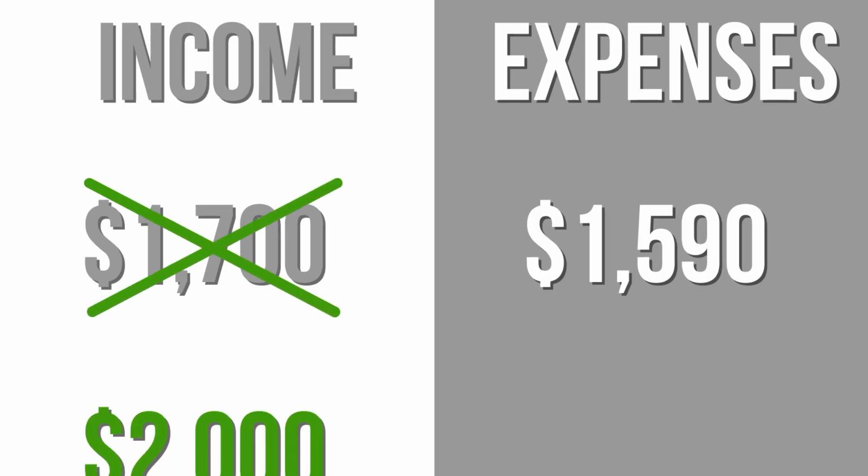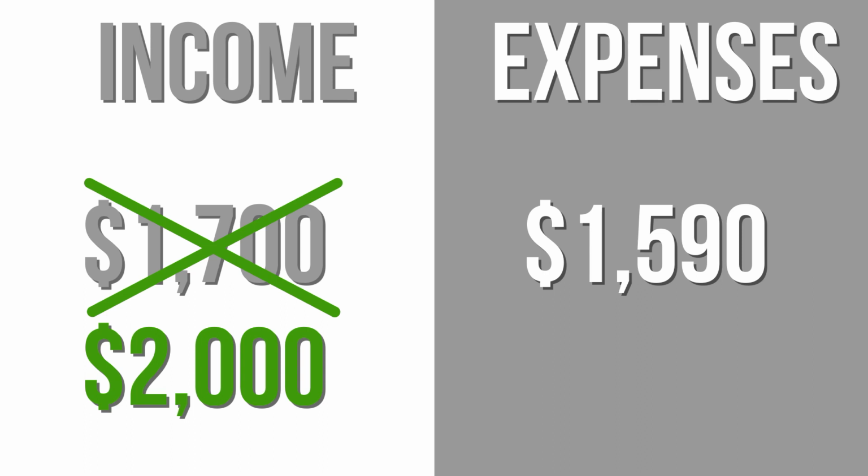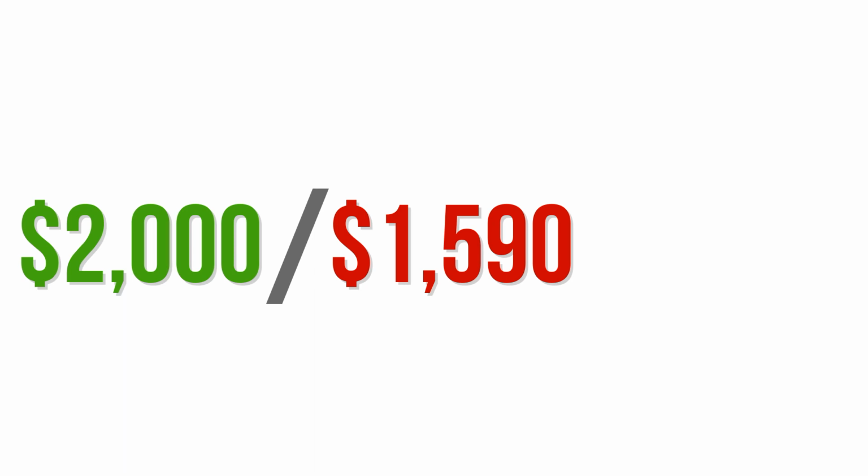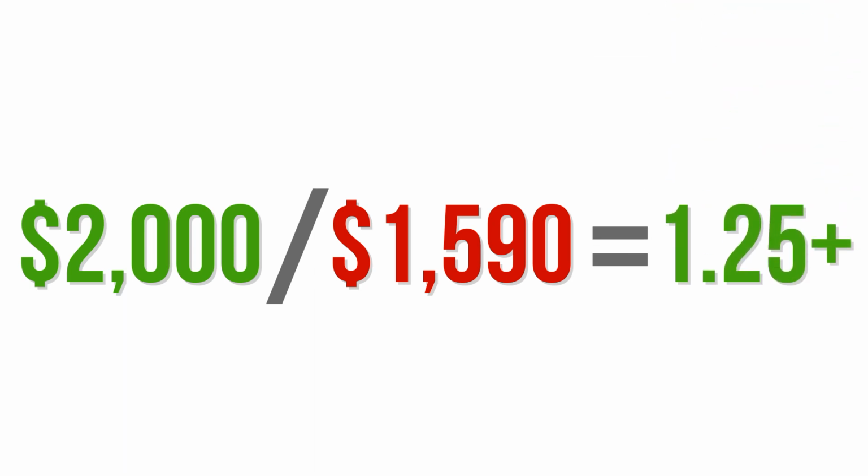Now let's look at it and see what happens if the property brings in $2,000 a month. Remember, our expenses stayed the same, $1,590. So we divide $1,590 into the $2,000, which is the rents now. And what we're going to find is a DSCR calculation of about 1.25, 1.26. So that means this property is profiting 25% more than the expenses on it. So that's good for the underwriter and it's good for you.